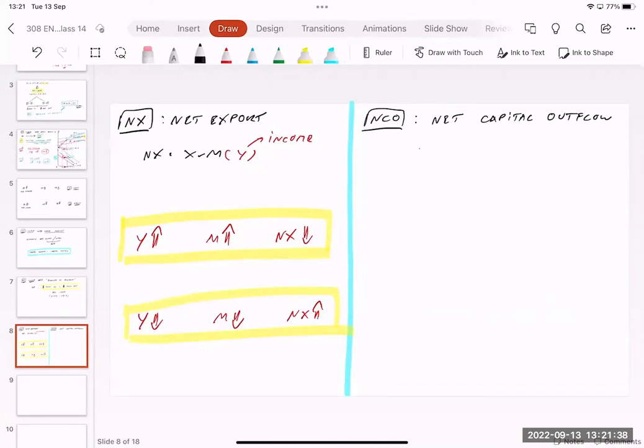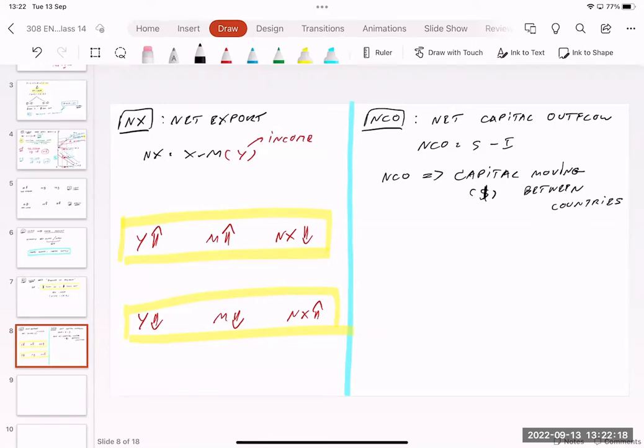Next one, NCO. We know that NCO equals saving minus investment, which we learned before in chapter 2. But this time I want you to focus on NCO as capital. Capital is money. Capital in this case is not a machine. Capital here is money. Focus on NCO as the capital, or the money, that moves between countries.